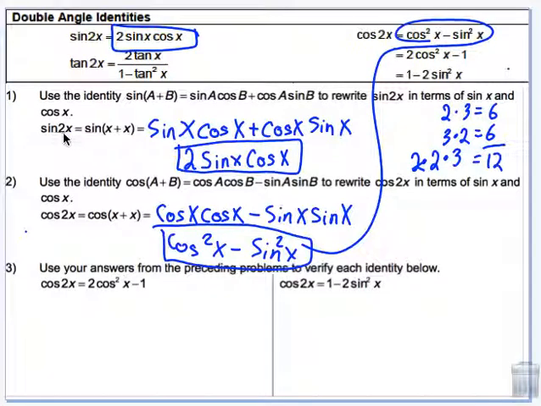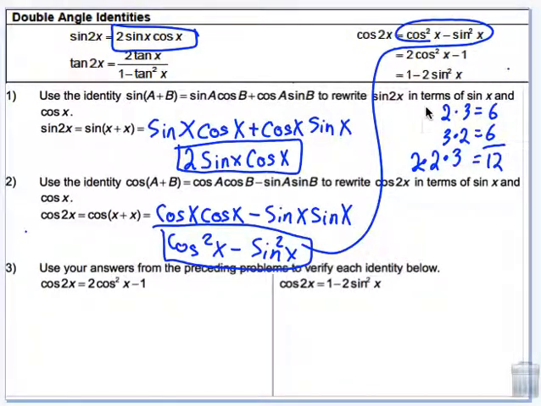And so basically what we're doing is if you have 2x, that just means that you have x plus x. So here we are replacing our a and our b with x's. So with the sum identity for sine, it's going to be sine x times cosine x plus cosine x times sine x. Okay, so that's what the formula looks like.